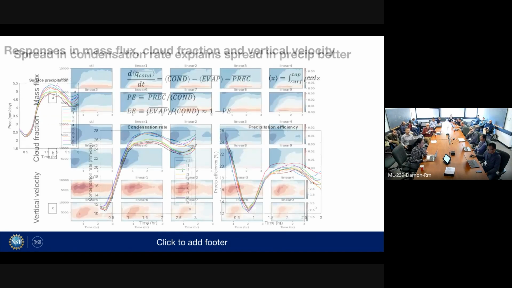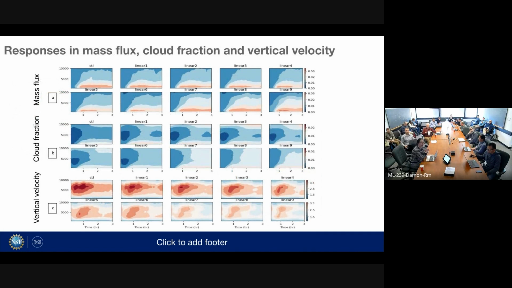And so if we look at this condensation rate even further, as it is directly related to the cloudy updraft mass flux, what we plotted here is the mass flux as a function of time and height. So going from control to the L6 case, we observe a minimum in the mass flux distribution in the L6 case, which is consistent with the minimum in surface precipitation and condensation rate.